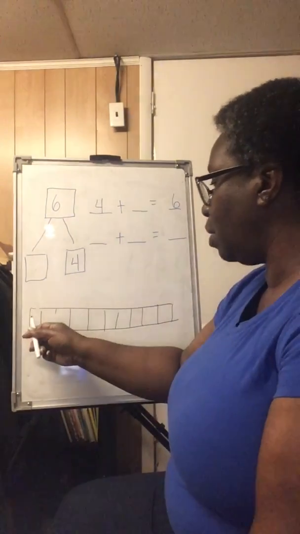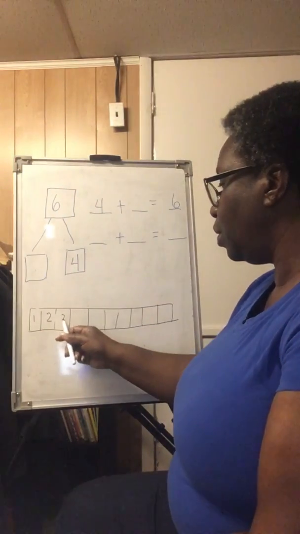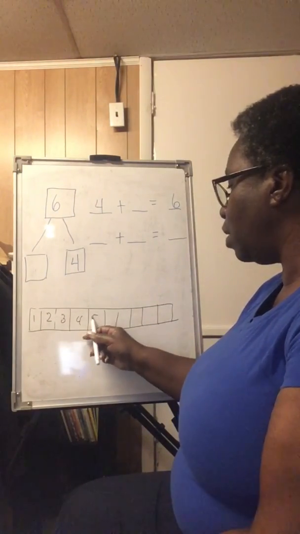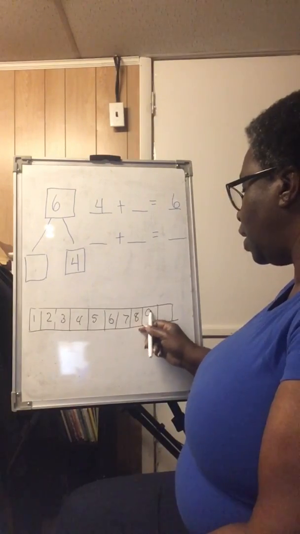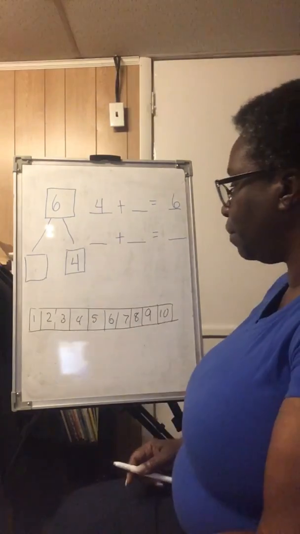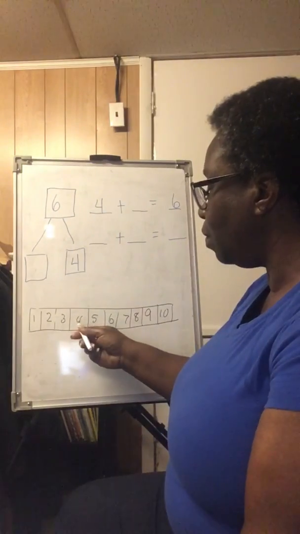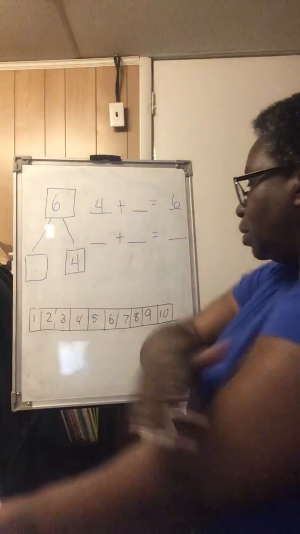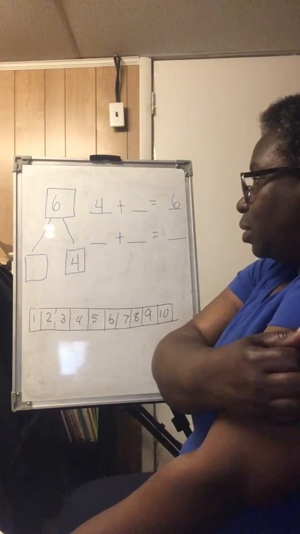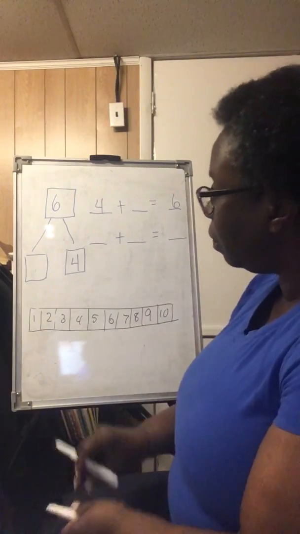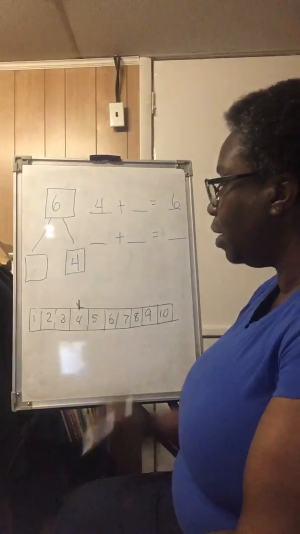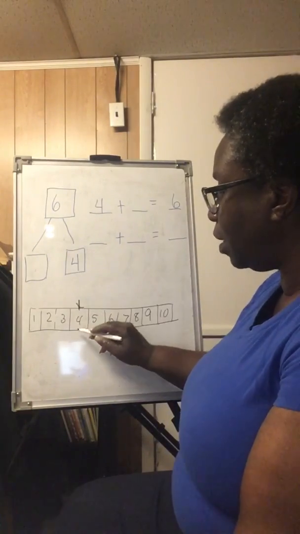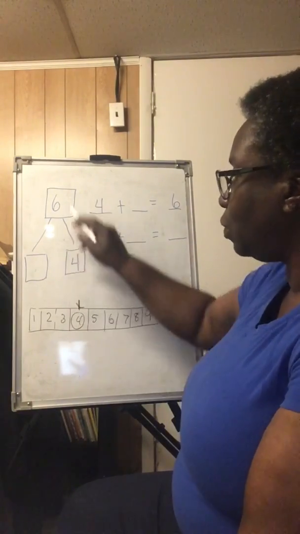Then use 10 numbers. 1, 2, 3, 4, 5, 6, 7, 8, 9, 10. So we know we got 4. So we're going to start with our 4 right here, because we know that's our number from here. 4 plus what to give us 6?